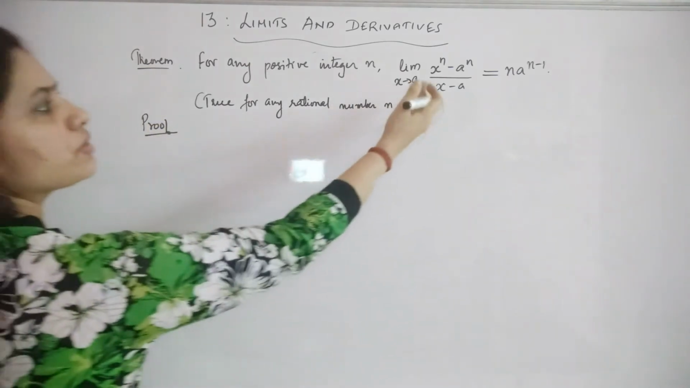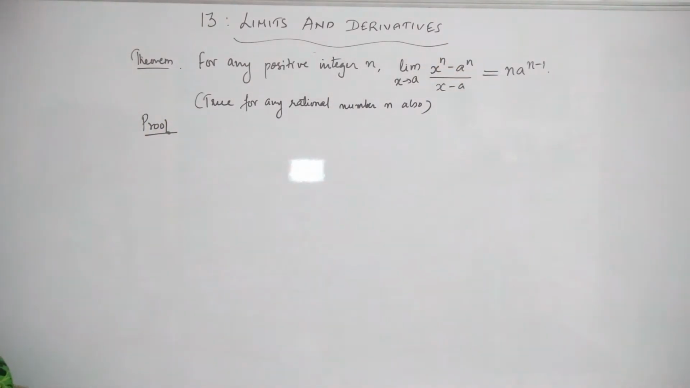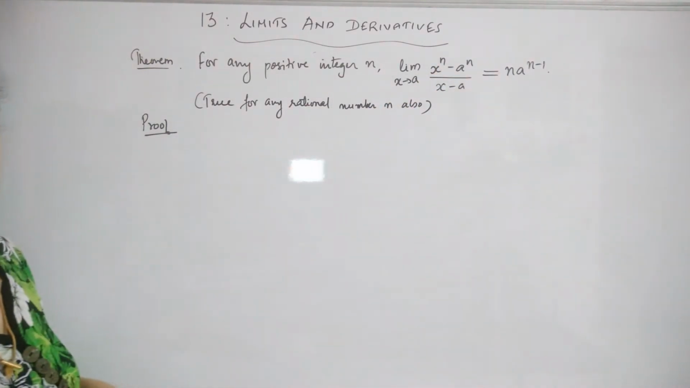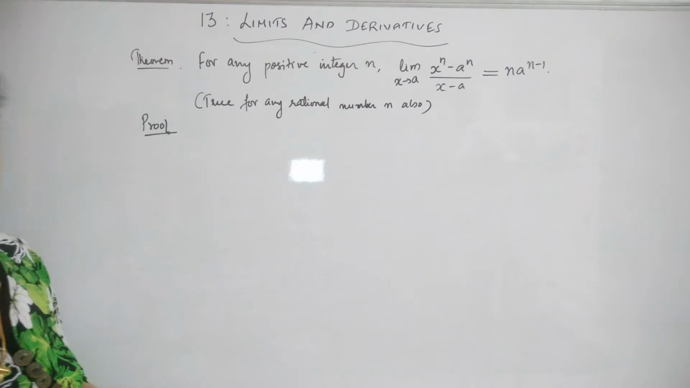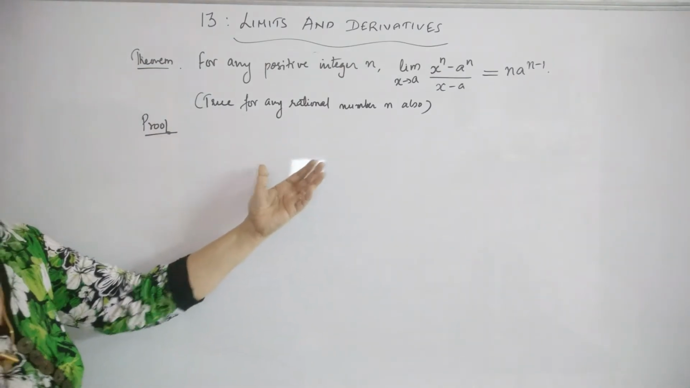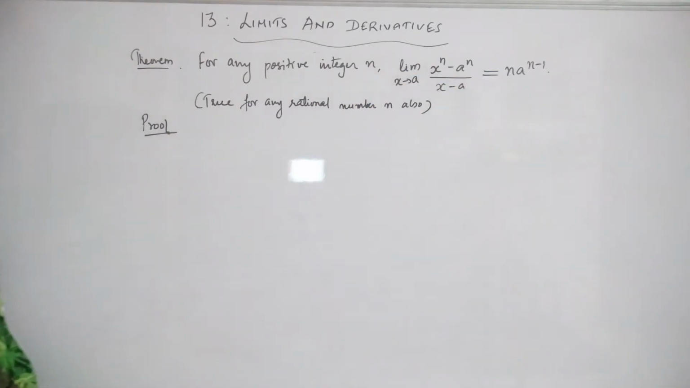Actually, when you substitute directly, here you will get the 0 by 0 form. If you apply the limit here, you will get a raised to n minus a raised to n, which is 0 in the numerator, divided by a minus a, which is again 0. So it is 0 by 0 form. So directly we cannot solve this problem. So for that we are using this result.